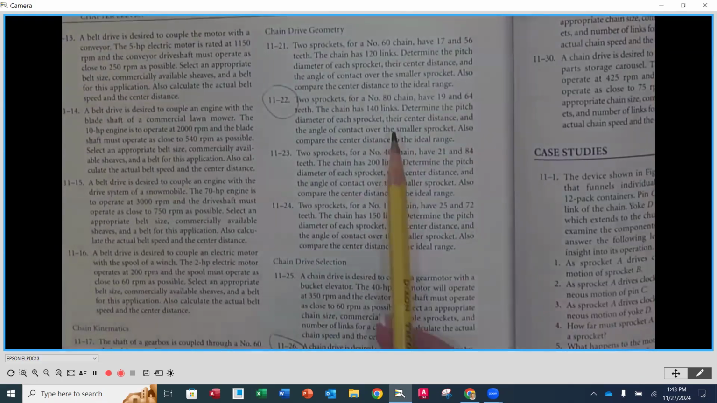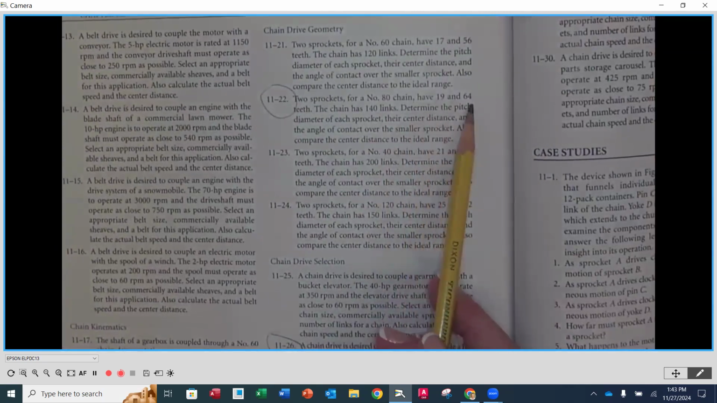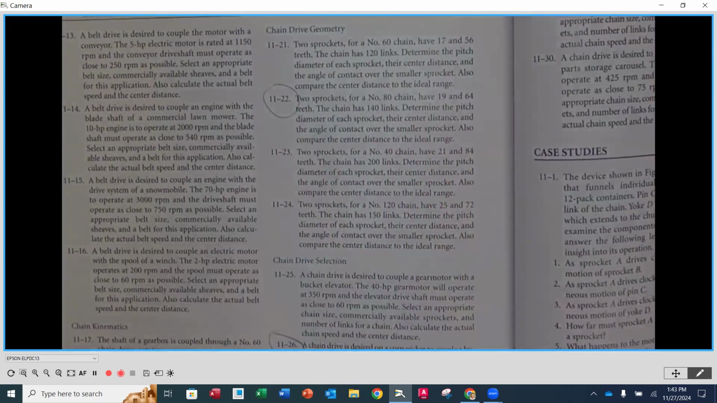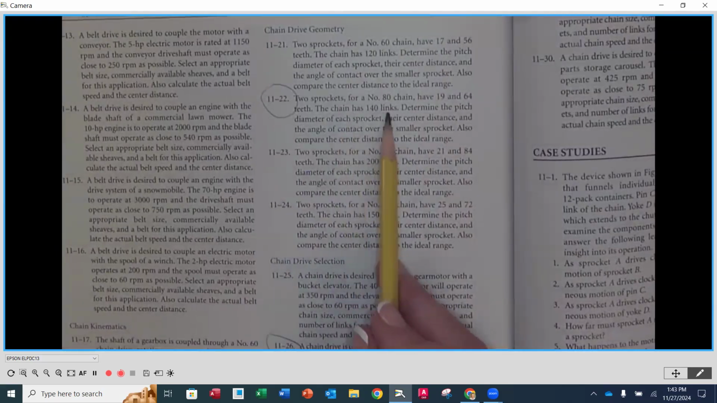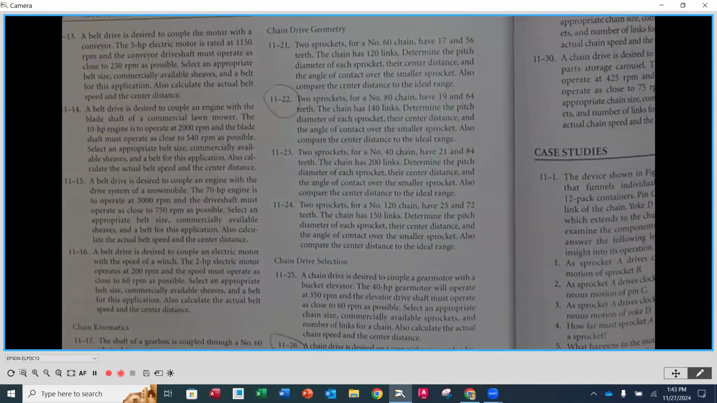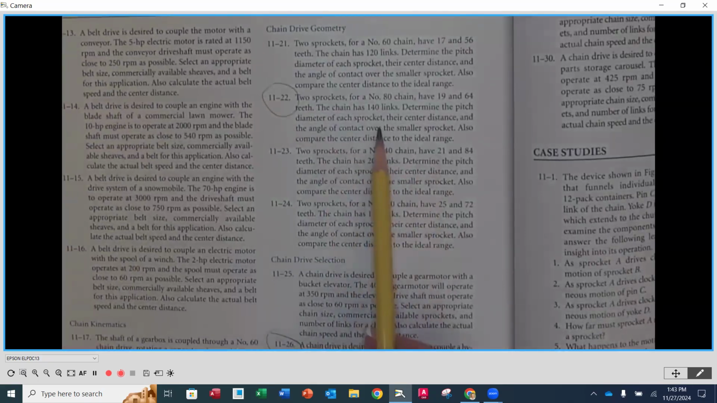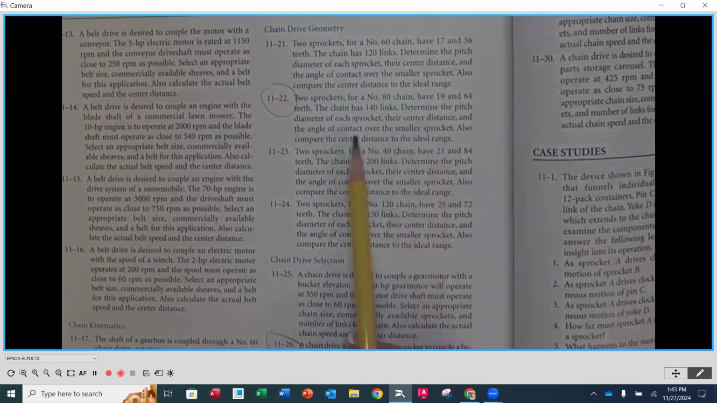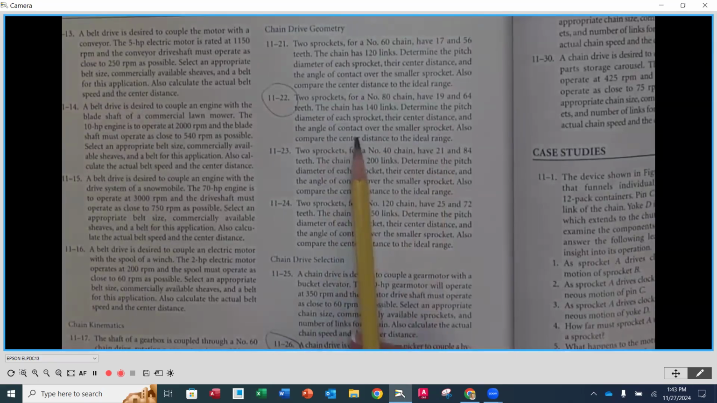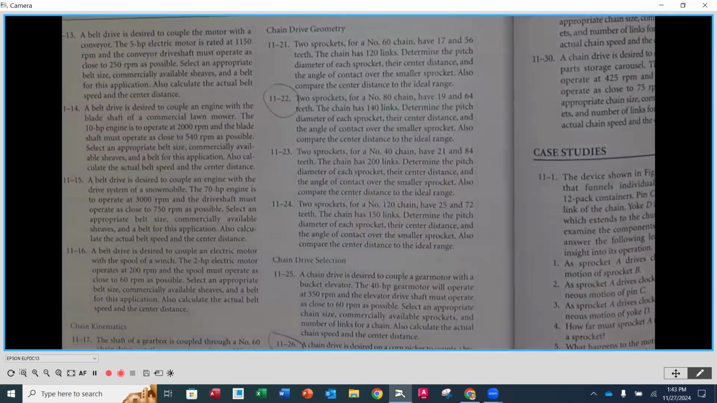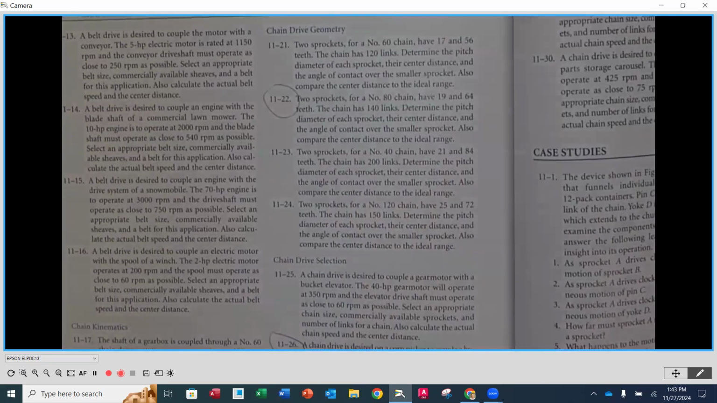Two sprockets, they're both number 80 chain, have 19 and 64 teeth, so they've got that figured out for you. The chain itself has 140 links. That's going to be the length, okay? Determine the pitch diameter of each one of the sprockets, the center distance, and the angle of contact, okay? That's going to be that angle of wrap over the smaller sprocket. So that'll be probably your theta 1.